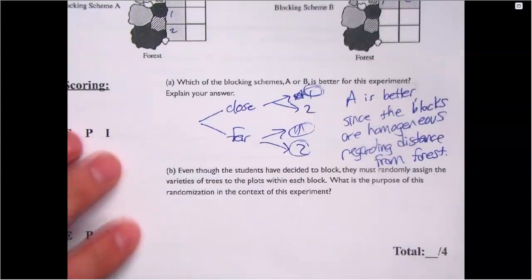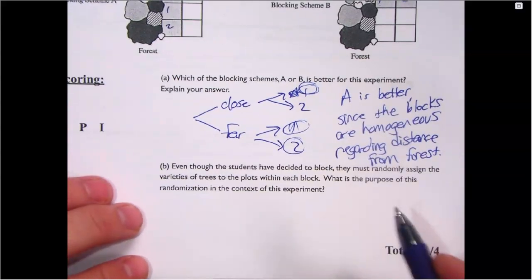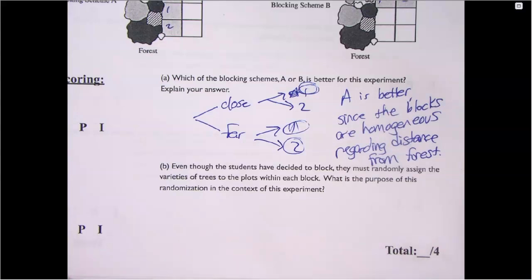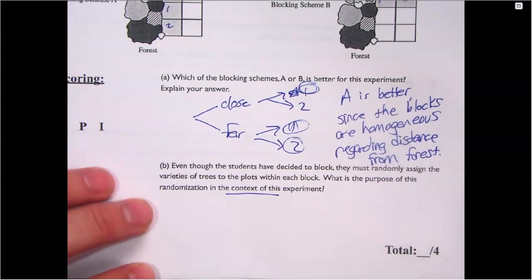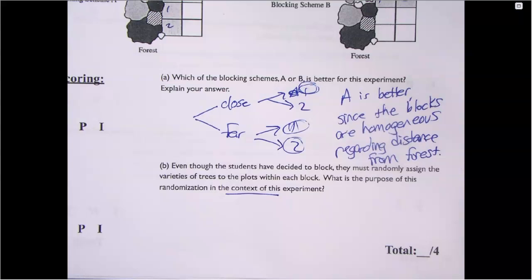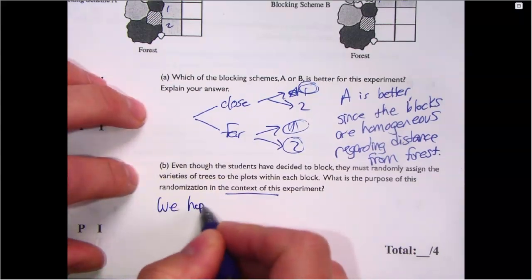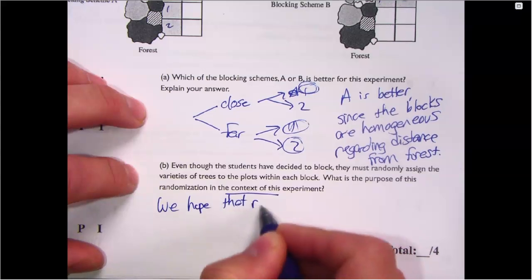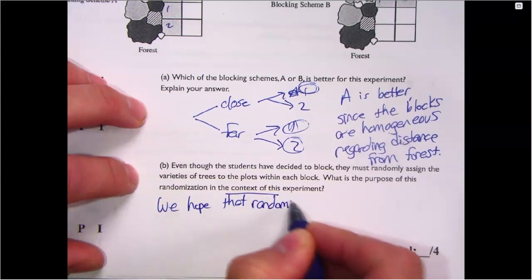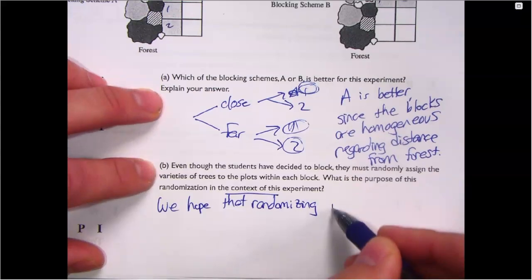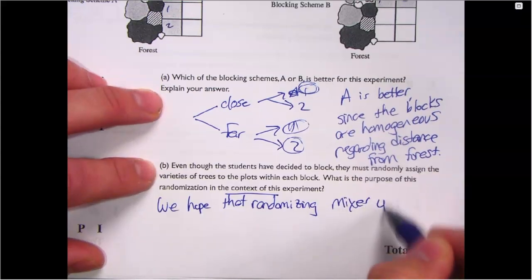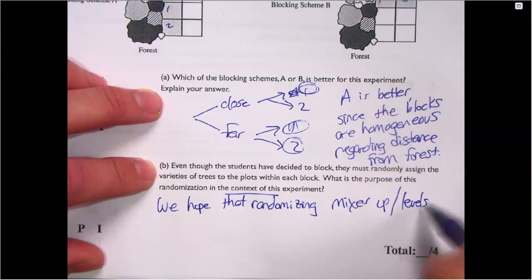Okay. And then why do we randomize? So it's basically asking why do we randomize in general, but it does say in the context of this experiment. So you're going to use this experiment to discuss why we randomize in general. So we hope that randomizing, so you can say like mixes up, you can say levels out.